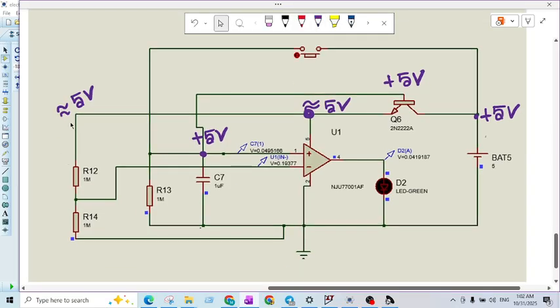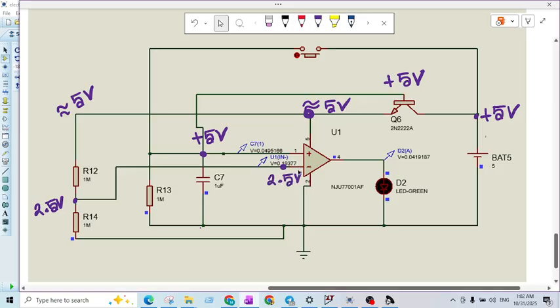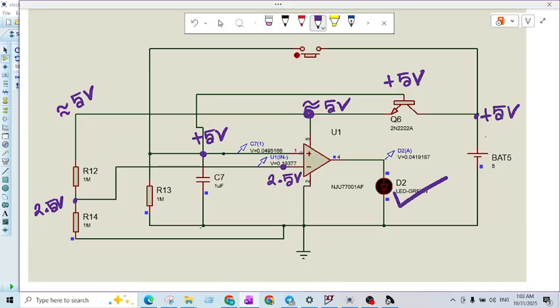So after a voltage divider, this point's voltage will be 2.5 volt, and you can see that this 2.5 volt appears at the inverting terminal of this opAmp. So this point's voltage is 2.5 volt. Now you can see that the non-inverting or positive terminal is 5 volt and the negative or inverting terminal is 2.5 volt. So as this voltage is greater, you can see that the LED will glow.